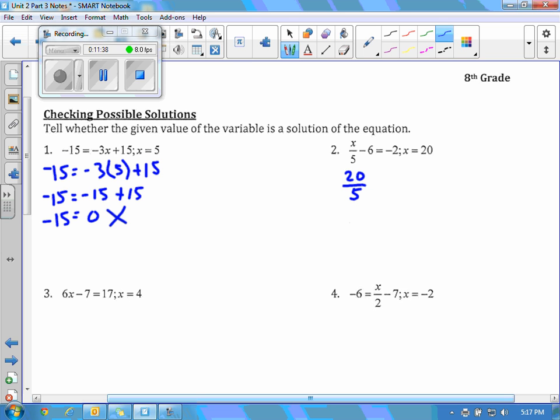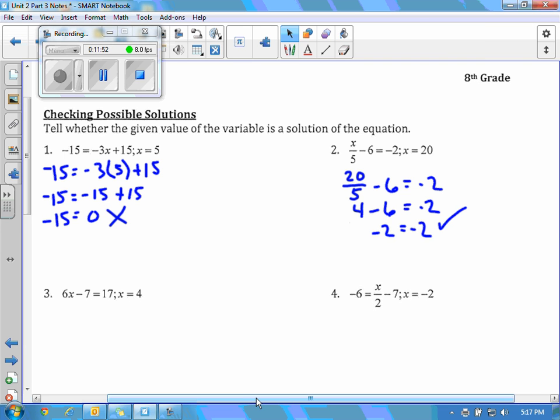So 20 over 5 minus 6 equals -2. 20 divided by 5 is 4. So 4 minus 6 equals -2. 4 minus 6 is -2. So I know that 20 works out. Alright, I'm going to let you guys do 3 and 4 there. Remember, you're just plugging in the value they give you for x in for x to see if it works.